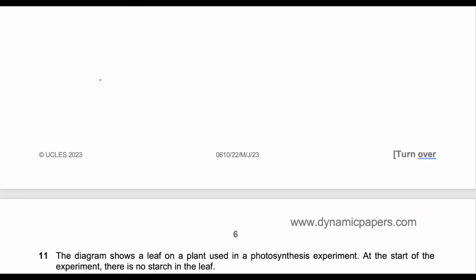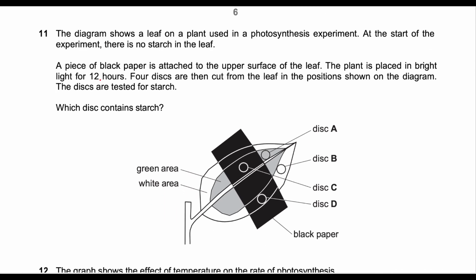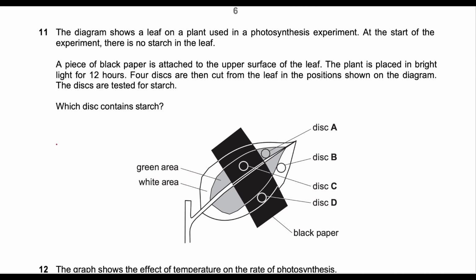Let's go to the next question, 11. The diagram shows a leaf on a plant used in a photosynthesis experiment. At the start of the experiment, there is no starch in the leaf. A piece of black paper is attached to the upper surface of the leaf. What does that mean? They blocked the sunlight. That means there is no photosynthesis happening in that area. So no photosynthesis on or in disc C or D.